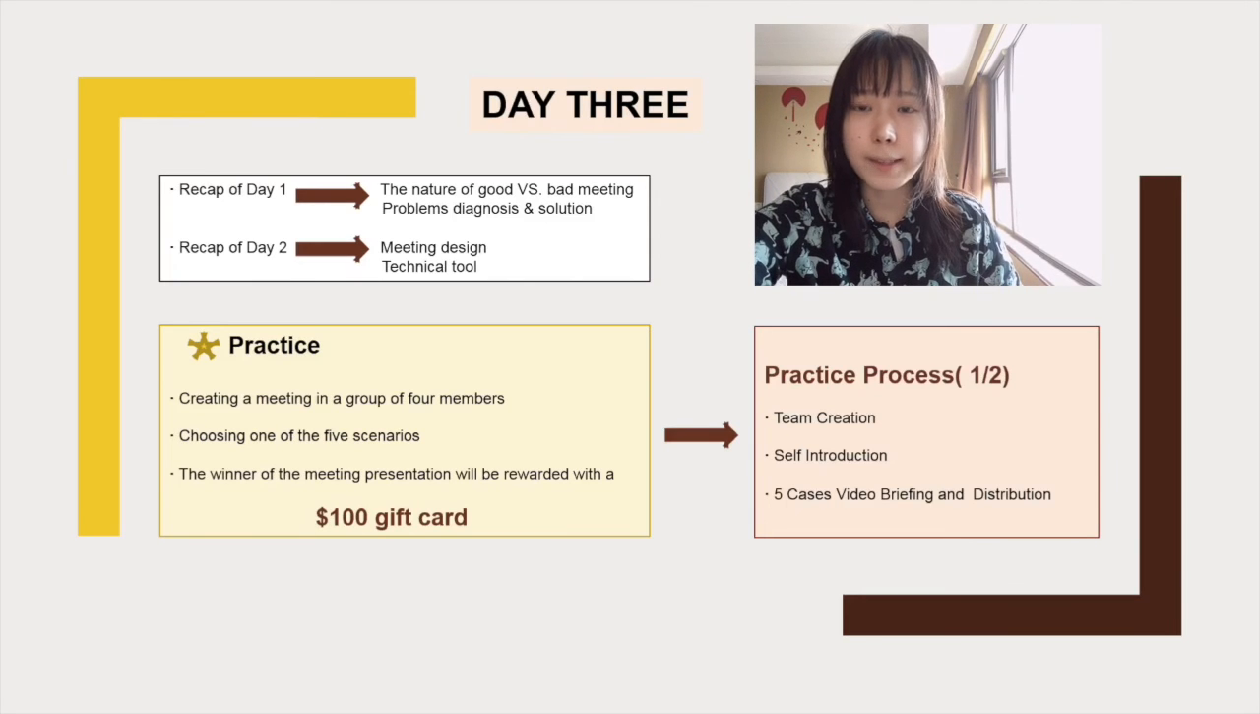Everyone needs to use the knowledge and technical tools learned in the previous training to achieve the set meeting goals and complete meeting plans. And each member should communicate efficiently. In the end, we will select a winning group, and each member in this group will receive a gift card of $100. Is everyone clear about today's task?